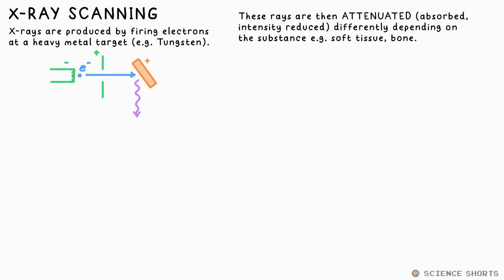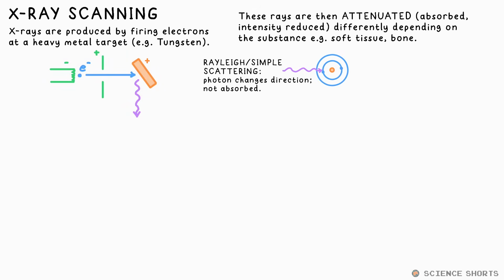These photons need to be attenuated by what you're scanning if you want to produce an image on a film or sensor. To attenuate radiation means to simply reduce the intensity of it. There are four main ways that this happens. Simple scattering, also known as Rayleigh scattering, is when a photon incident on an atom doesn't have enough energy to ionize it, but interacts with it in such a way that it changes direction.